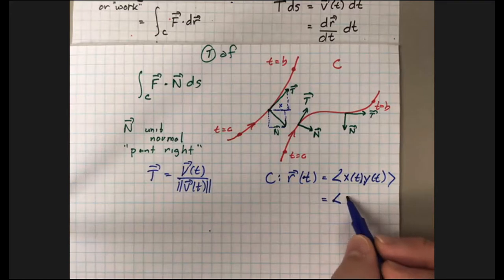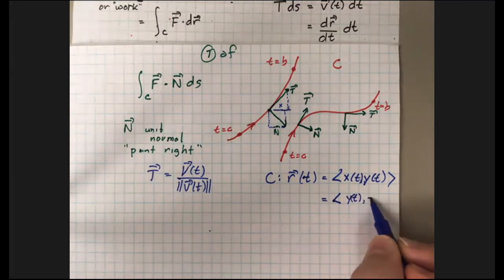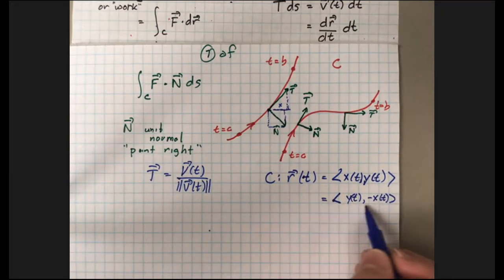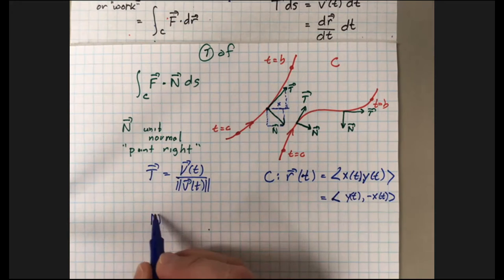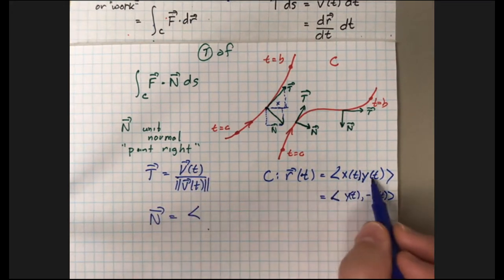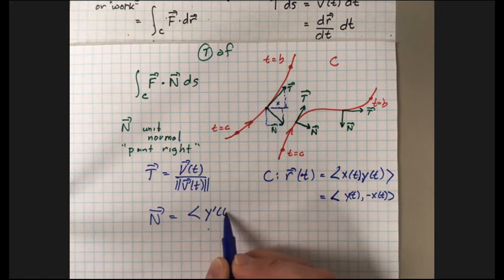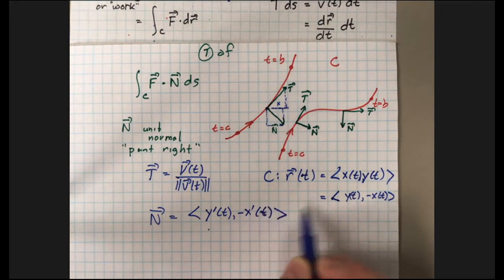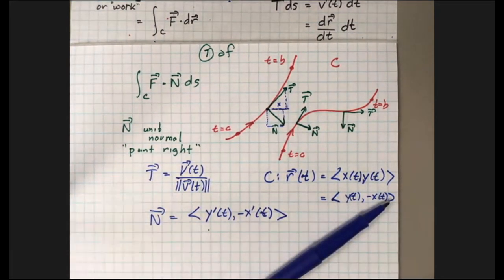So look at it like this: y of t, minus x of t. This is naturally perpendicular to r. So I'm going to let n be not the derivative of x and y, but the derivative of y and minus x. And this is described and drawn more carefully for you in your book. I want to point you to the book page where he did this, just so you can see this written.